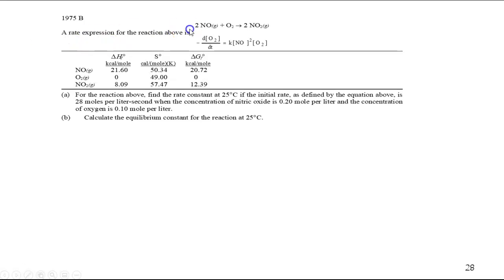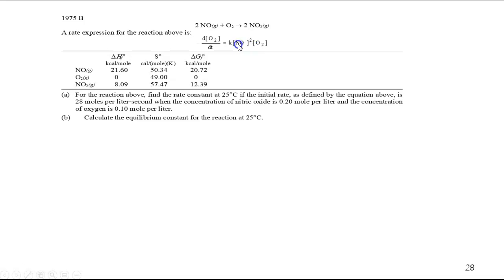The rate expression for the reaction above, where nitrogen monoxide reacts with oxygen to make NO2, and we have a rate expression. You don't normally see this modern day anymore, since this looks like some sort of calculus problem, but it literally says that the change in concentration of oxygen over time is equal to some rate constant times the concentration of NO squared times the concentration of oxygen.